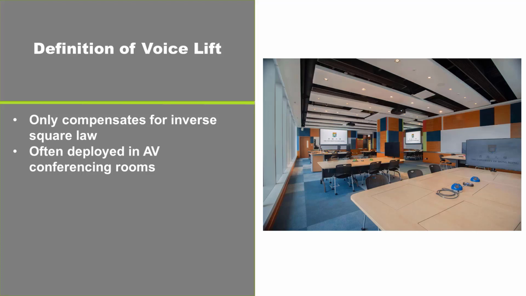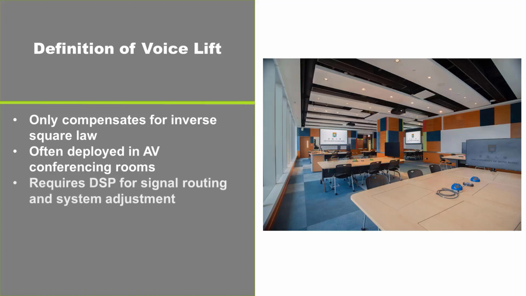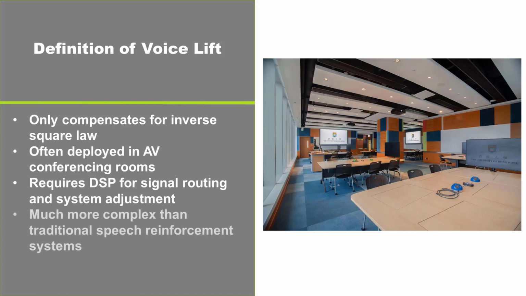But if it's a large enough room, there may also be a requirement for voice lift so that other participants in the same room can hear just as well as, again, the close listeners are. A digital signal processor of some sort is required for the complex signal routing and system adjustments that are needed for a successful voice lift system. In the past, of course, this had been done with analog components. It's a little bit, I hate to use the word simplified, but I guess it's a little simpler than trying to do it with analog components.